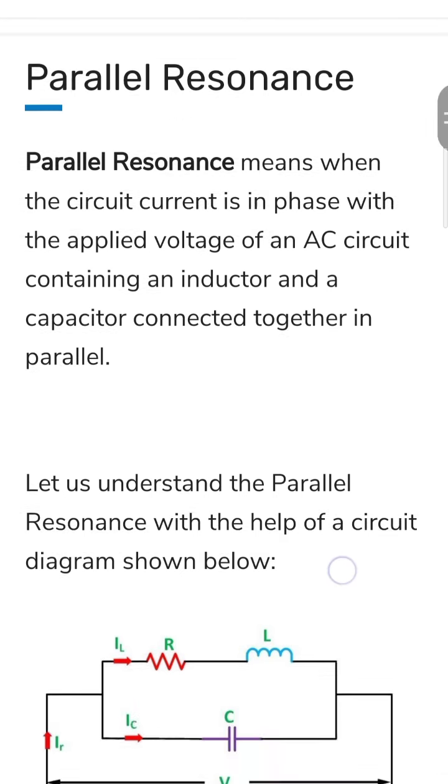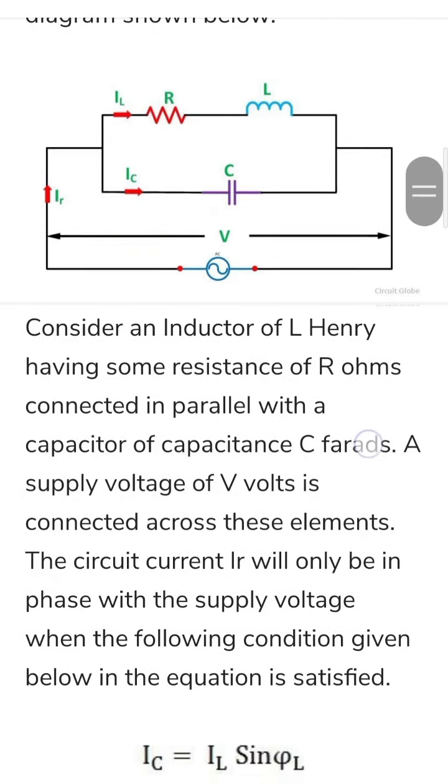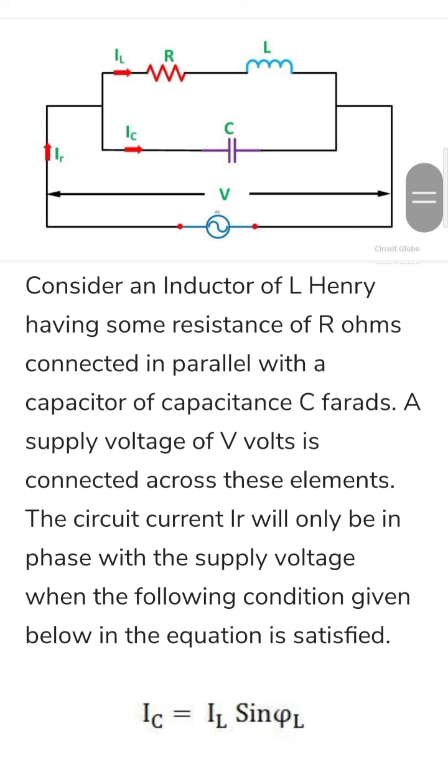Let us understand the parallel resonance with the help of a circuit diagram shown below. Consider an inductor of L Henry having some resistance of R ohms connected in parallel with a capacitor of capacitance C farads. A supply voltage of V volts is connected across these elements. The circuit current IR will only be in phase with the supply voltage when the following condition given in the equation is satisfied: IC equal to IL sin phi L.